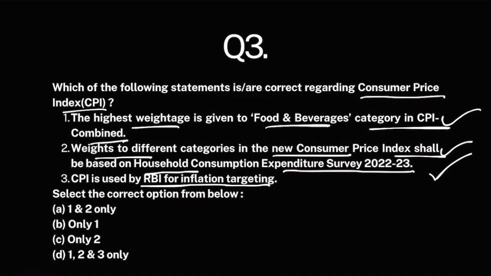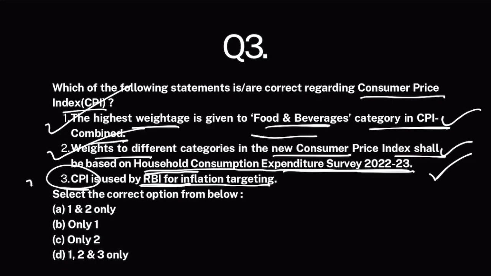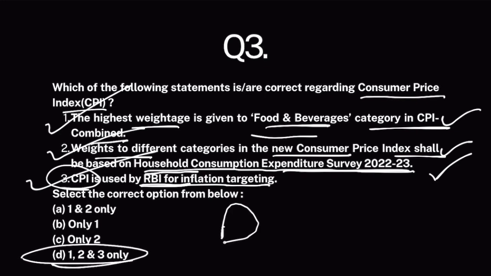Consumer price index has various categories, which are allocated specific weights, and then a weighted average is taken to monitor inflation. Now, the food and beverages category has the highest weight. These weights are allocated on the basis of their share in the consumption basket of an average consumer. And this is found out through the household consumption expenditure survey. This is also correct. CPI is used by RBI to target inflation. Absolutely correct. All statements are correct.